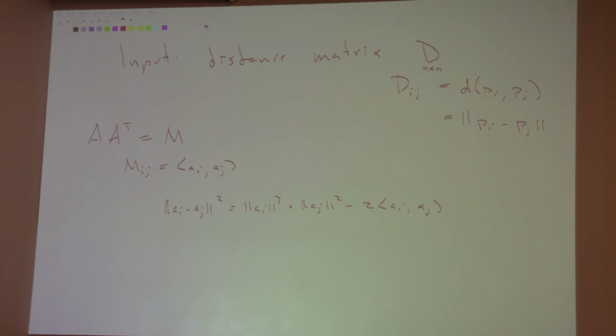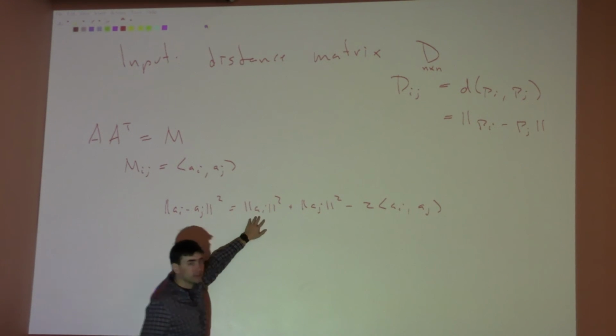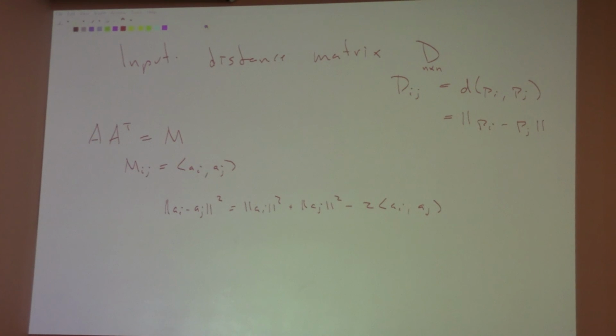Okay? But I have this distance, and I want to get this, but I don't necessarily know these. It turns out I've only told you the distances, so I can shift all the data points and I don't change the distance. So what I'm going to do is set a1 to be 0. And now I can get that aj squared is going to be equal to the distance between aj and a1.